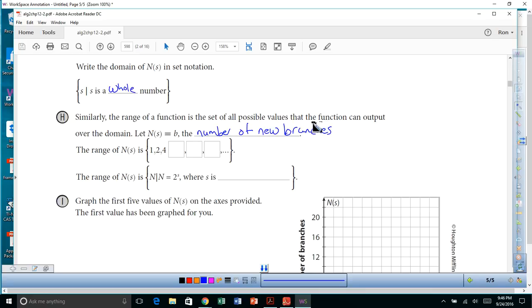The range of n sub s is 1, 2, 4, 8, 16, 32, and so on. The range of n sub s is n such that n equals 2 to the s power, where s is a whole number.